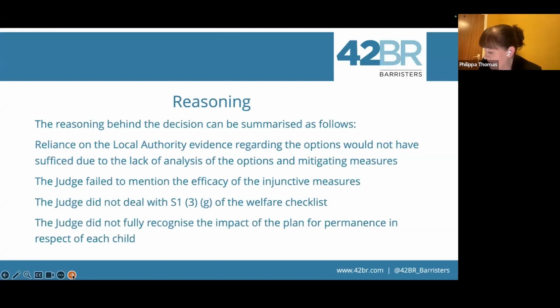The reasoning behind that can be summarised as follows. Reliance on the local authority evidence regarding the options would not have sufficed due to the lack of analysis of the options and mitigating measures. The judge failed to mention the efficacy of injunctive measures. The judge did not deal with section 13G of the welfare checklist. And the judge did not fully recognise the impact of the plan for permanence on each of the individual children.